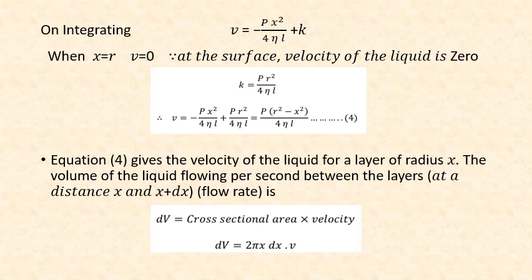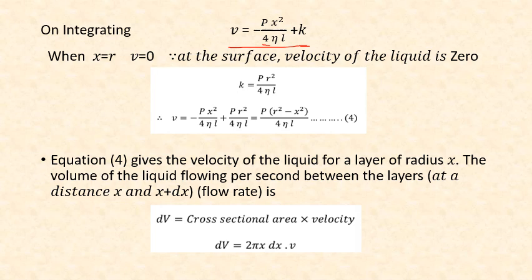On integrating the above equation, we get: integration of dv is v, which is the velocity, equal to minus p by 2 neta L into integration of x dx, which is x square by 2. 2 into 2, you get 4 here. So velocity will be minus p x square by 4 neta L plus an integration constant, let us take it as k.